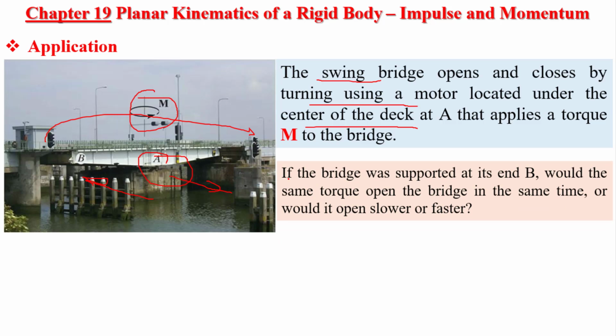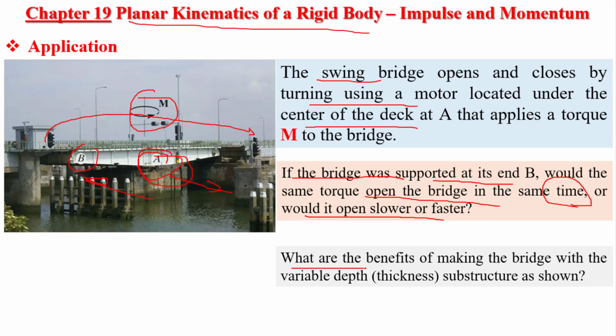Now the question is, if the bridge was supported at its end B instead of A, would the same torque open the bridge in the same time, or would it open slower or faster? If we move the position of the motor to this point, do we need the same torque, the same moment? Will it open faster or slower in terms of time? This is the first time we ask about time in this type of chapter, planar kinematics.